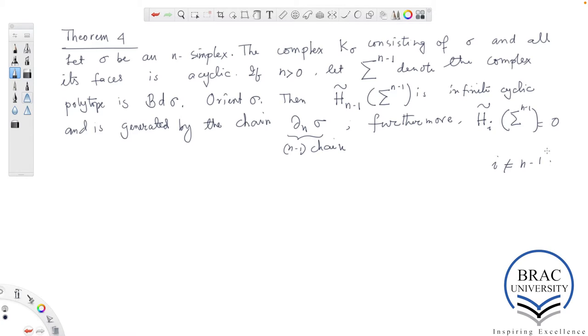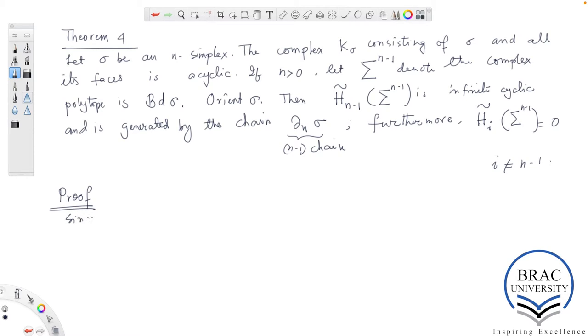Now let us prove it. The proof actually depends on some group theoretic results, which are very easy to understand, and I hope from your abstract algebra knowledge you will be able to understand them, because you have sufficient background of group theory to understand the proof. So let's get started.